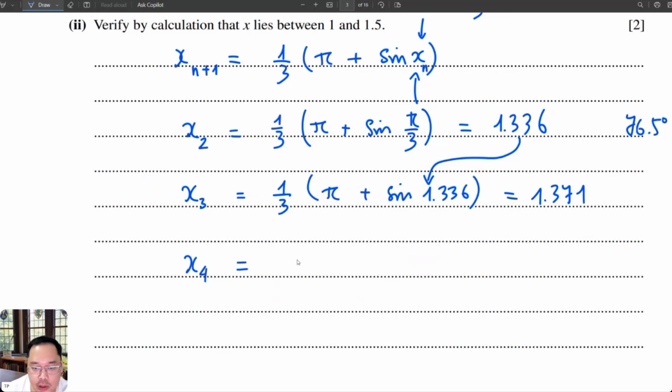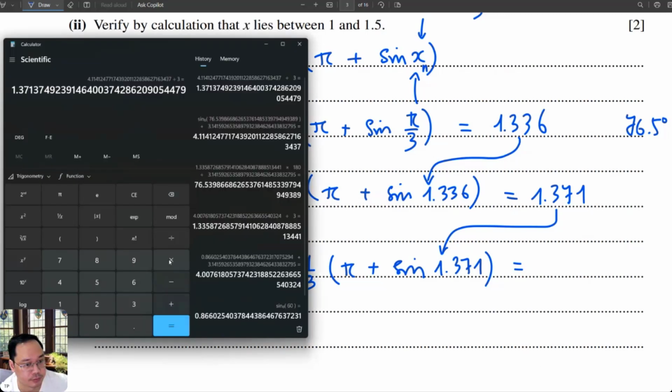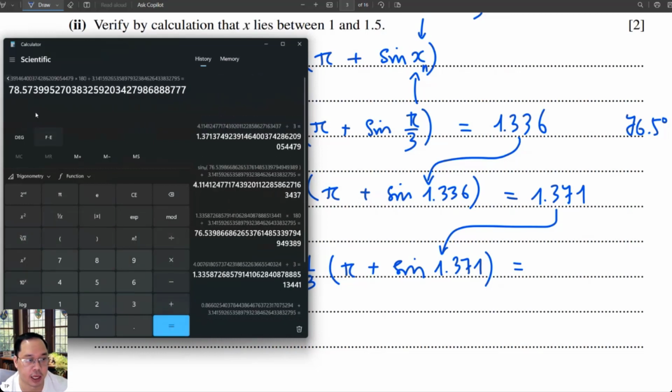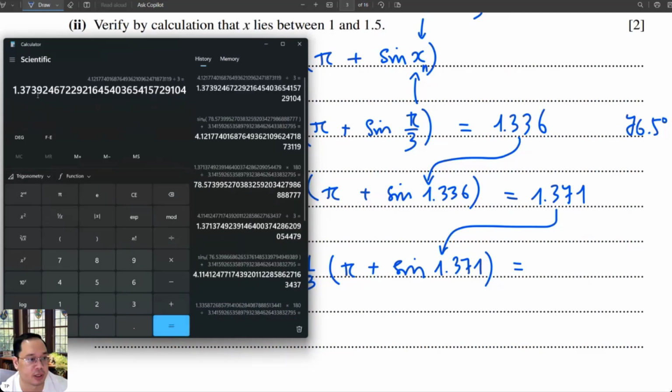x4 equals, now we need to replace this value in here, 1.371. Okay, plus pi and 1/3 at the front, and so on until the final value is very close to the previous value. Converting to degrees again, times 180, and then divide by pi. This is the angle, and then the sine of this angle, and then add it with pi and divide by 3. The next value is 1.374.